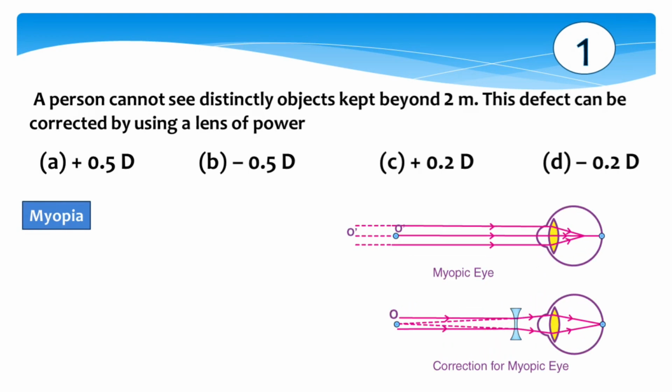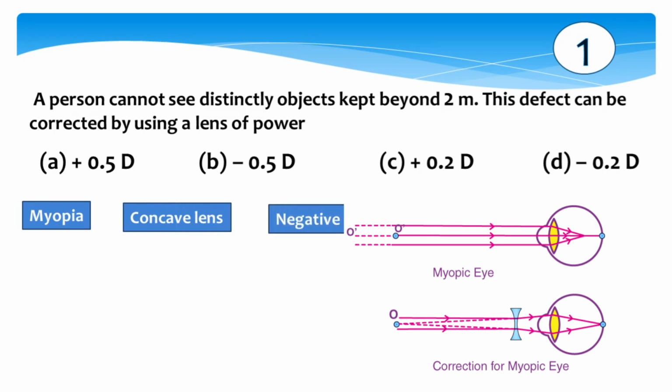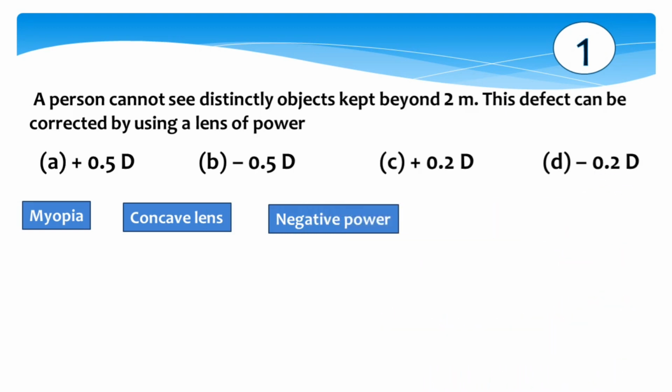Myopia or short-sightedness is corrected by using a concave lens, and for a concave lens the power is negative. So from the 4 options we can eliminate option A and option C because they are showing positive values. So we are left with option B and option D.